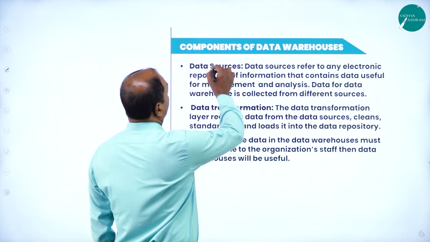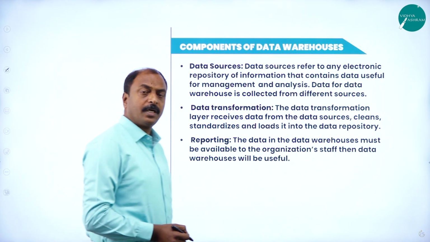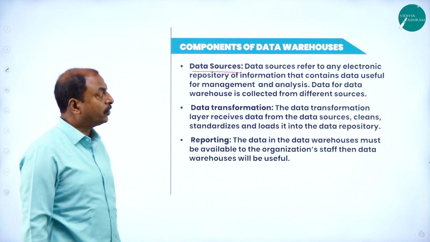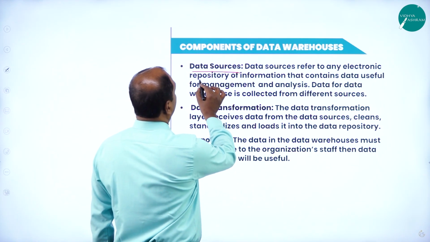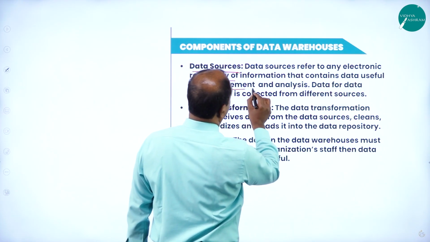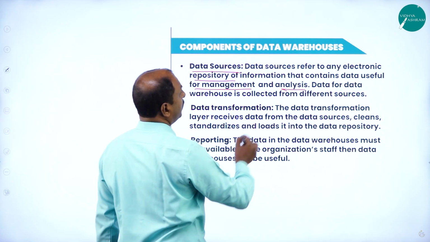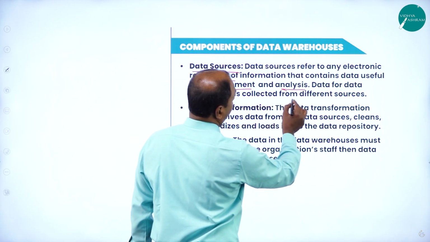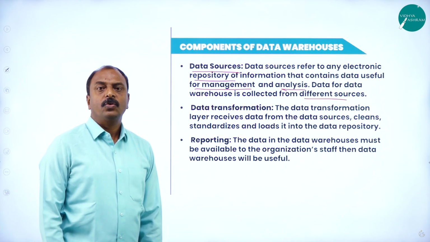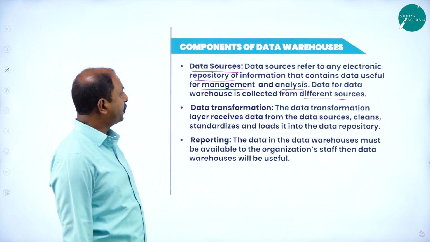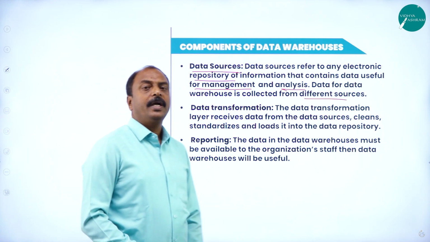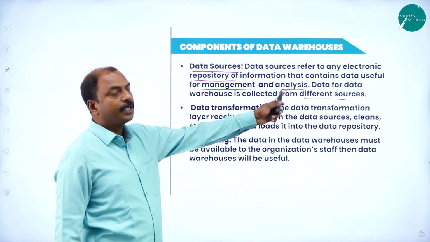Next, we'll see what the different components of a data warehouse are. First one is the data source. What is a data source? It refers to any electronic repository of information that contains data useful for management and analysis. So the data of a data warehouse is collected from different sources. If I say data warehouse, first up is the data source or data collection. A data warehouse can have different types of data from different resources.